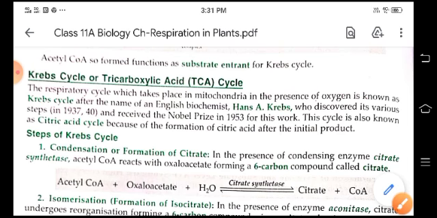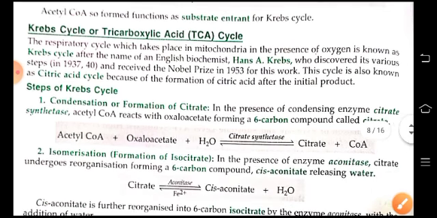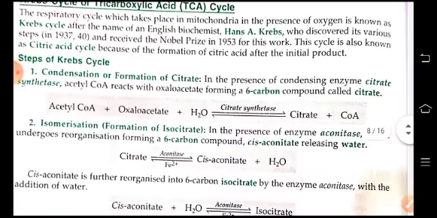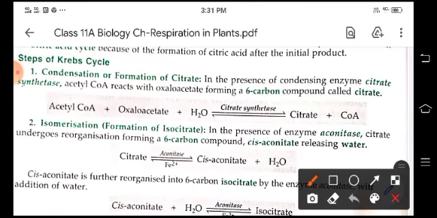Now the steps involved in Krebs cycle are condensation, or formation of the citrate. Now children, in the presence of condensing enzyme citrate synthetase, this acetyl coenzyme A reacts with oxaloacetate and forms a 6-carbon compound known as citrate. So see, acetyl coenzyme A in the presence of oxaloacetate and water, and in the presence of citrate synthetase enzyme, forms citrate and coenzyme A.